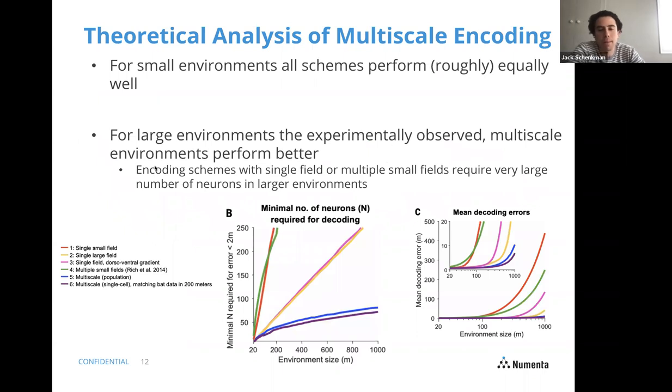So basically they find for small environments, all of the schemes perform roughly equally. And for large environments, the multi-scale representations perform better. What does perform mean in this case? They measure performance in a few different ways. One is how many neurons you need to accurately keep track of the position in this simulation, and they define accuracy as being less than 2 meters from the actual position. And then also the average error from the ground truth position, and both of these are as a function of the size of the environment.